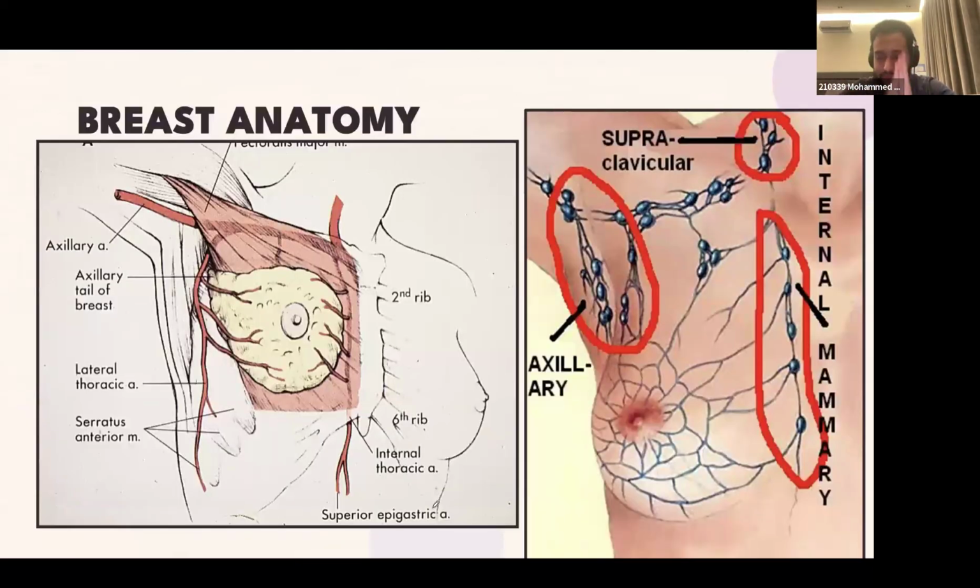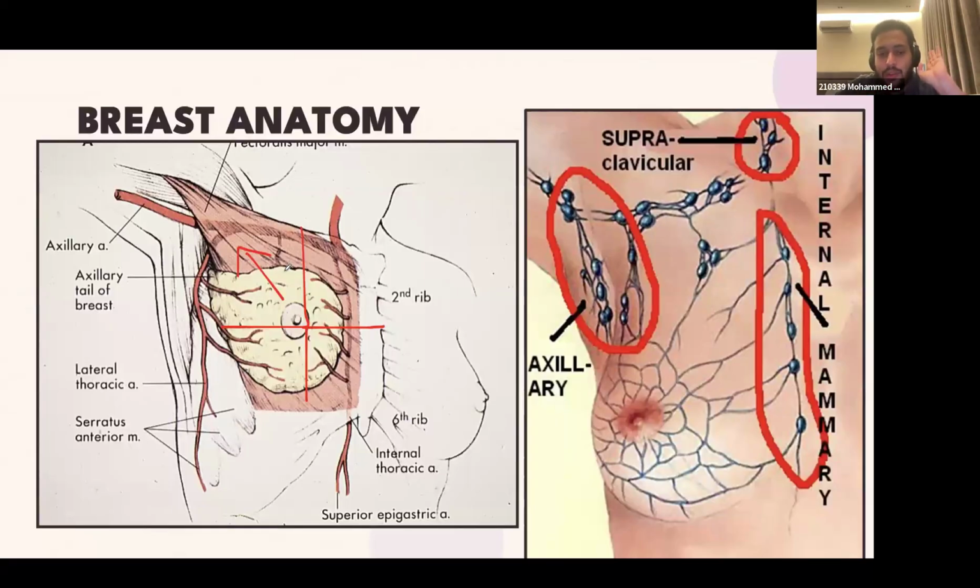So let's talk about simple anatomy first. The breast is divided into multiple quadrants, and we already know this very well. You have the upper outer, upper inner, lower inner, which is this one, and then lower outer. From these four quadrants, what is the most common location for cancer? Which quadrant? You guys know. Yes, the most common location is the upper outer, which is this, closer to the axillary tail. This is the most common location.